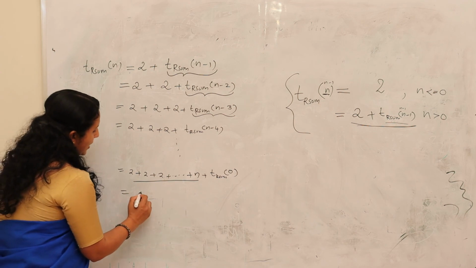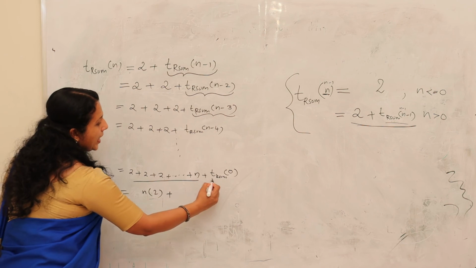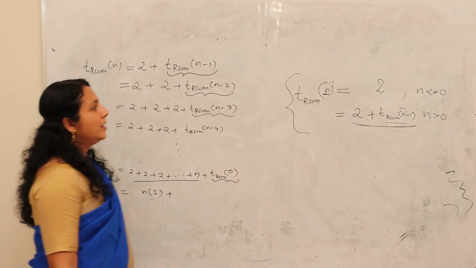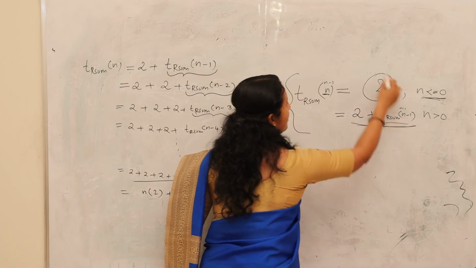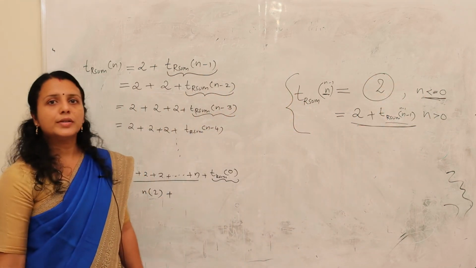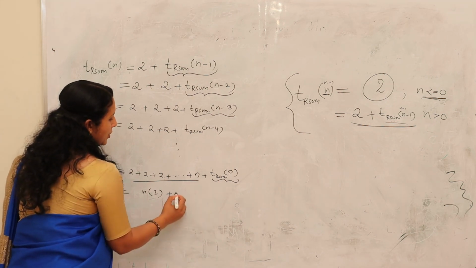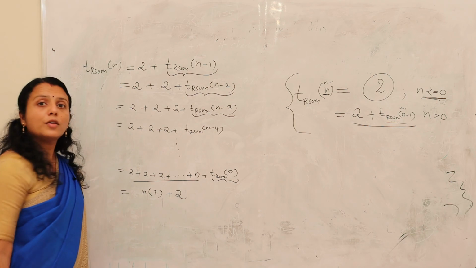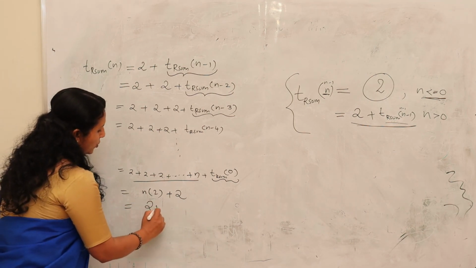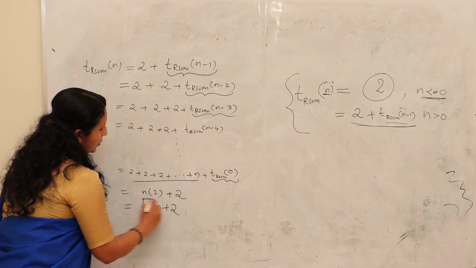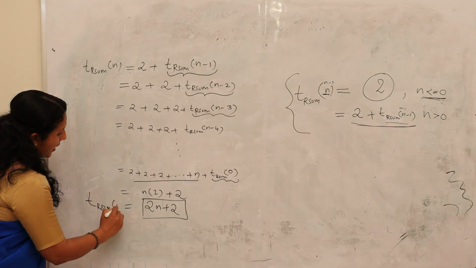So this 2 is added for n number of times. So you can write like this, isn't it? n into 2 plus TRsum of 0. So when the value of n is 0, how much time do you need? You need 2 step counts. Okay, so you can replace TRsum of 0 with the value 2. Now what are you getting? 2n plus 2. So this is the time complexity for TRsum of n.